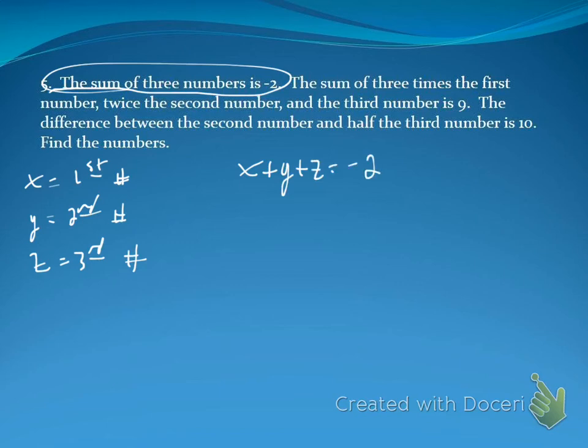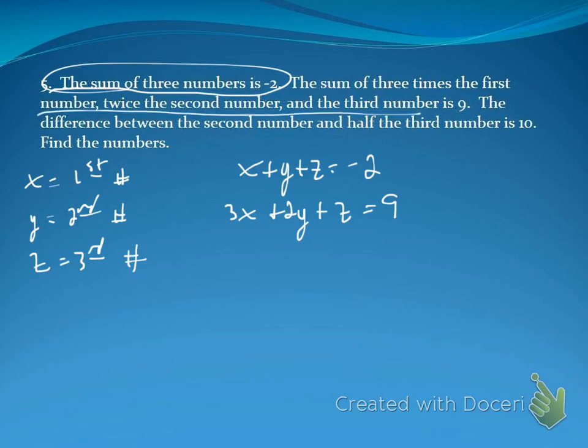Second equation says the sum, which means add. If you take the sum of 3 times the first, which is 3 times X, twice the second, and then the third, so you're not going to multiply the third by anything. But if you do that, you should get 9. And that's just coming from this sentence here.